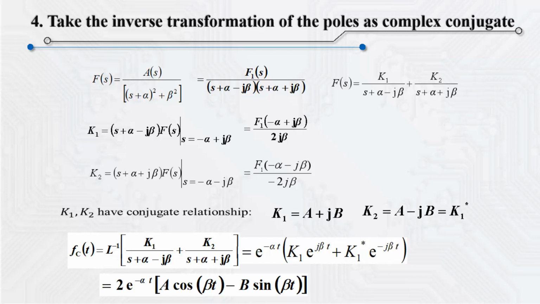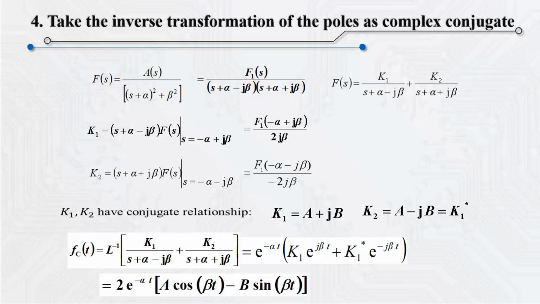Let's look at F(s) equals A s plus B divided by (s plus alpha) squared plus beta squared. The denominator can be factored as s plus alpha minus j beta times s plus alpha plus j beta. Spread it in partial fractions. Then F(s) can be written as k1 divided by s plus alpha minus j beta, plus k2 divided by s plus alpha plus j beta.